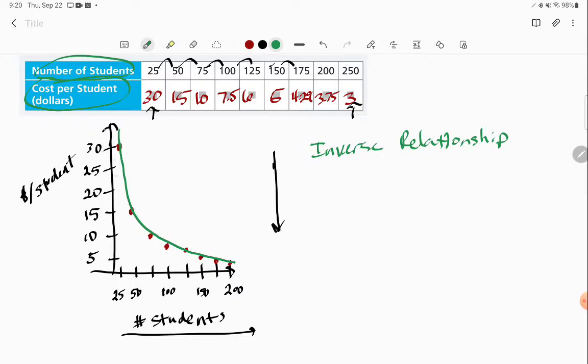Right? There's a huge change at the beginning. Between, for example, 25 people and 50 people, that's a huge change. But then when 25 more come, that's a smaller change. 25 more, that's even smaller. And as more and more people come, the change in cost per student gets less and less.